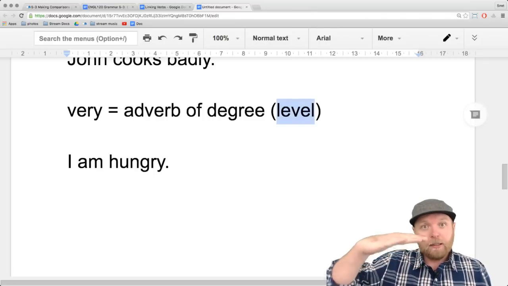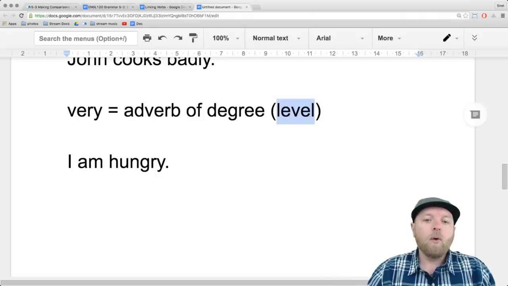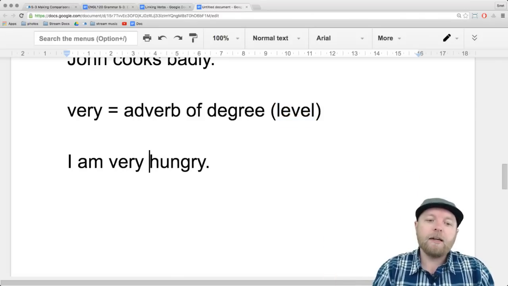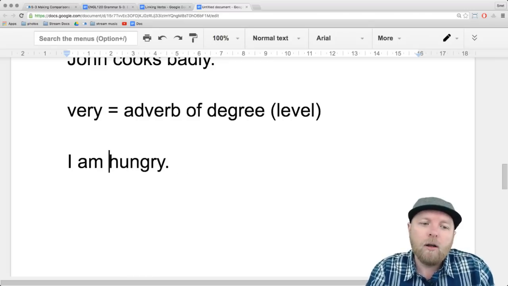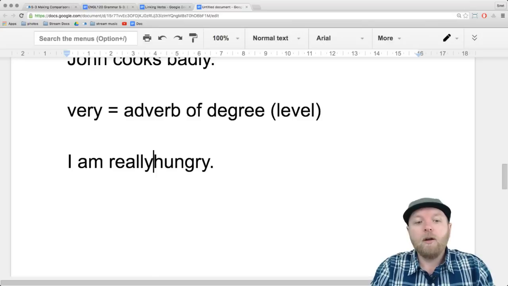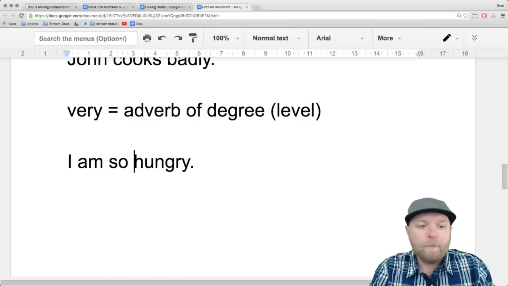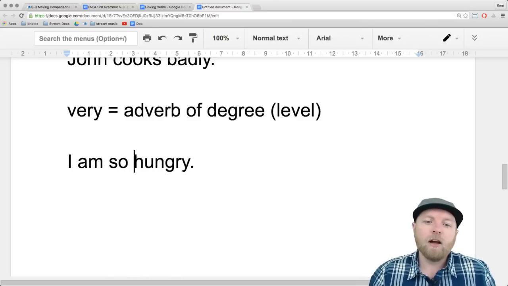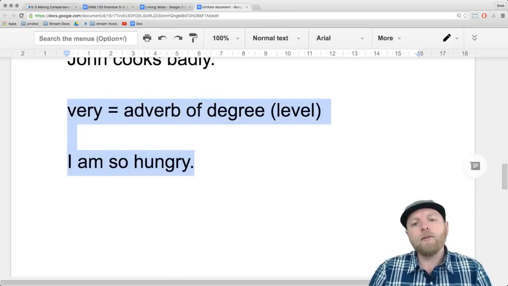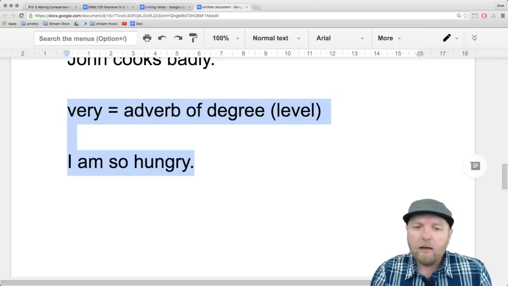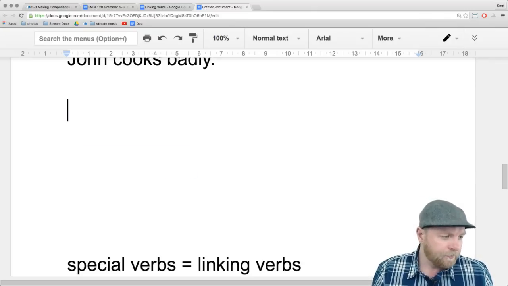Hungry, right? Well, we need an adverb of degree here. I am very hungry. Or what's another adverb of degree, Paul? I am really hungry. Or I am so hungry. These are all adverbs of degree. Now, I don't want to talk about this kind of adverb today. So I'm going to erase this.